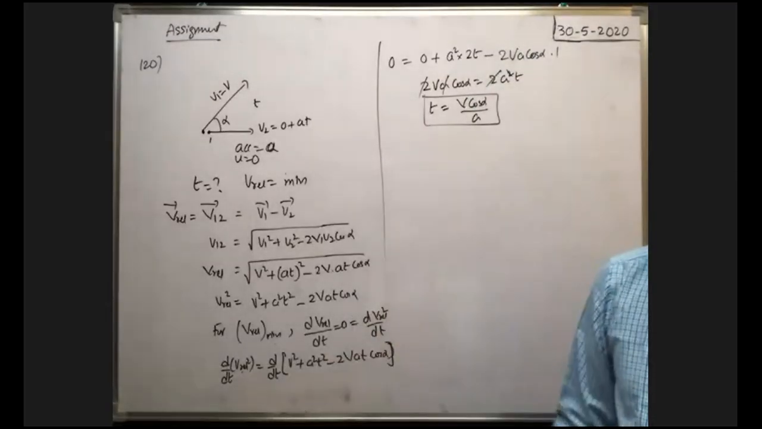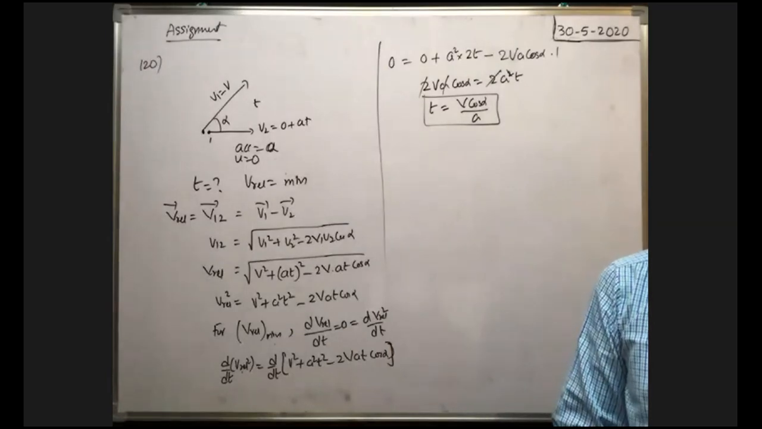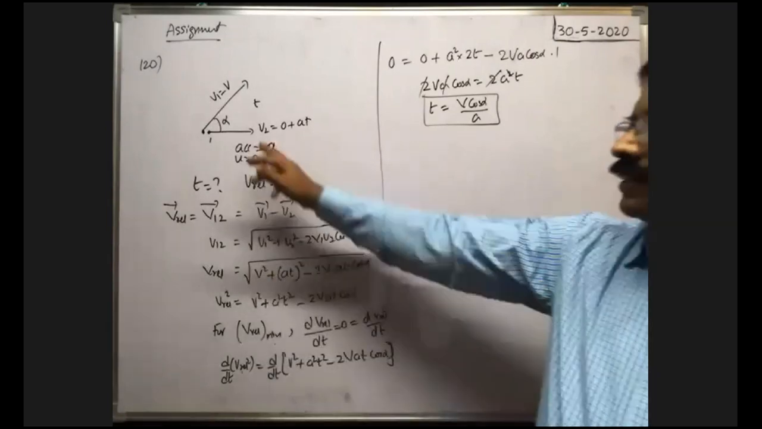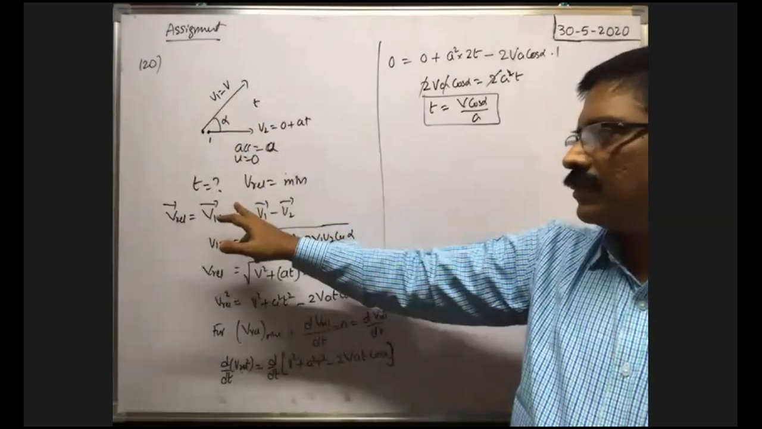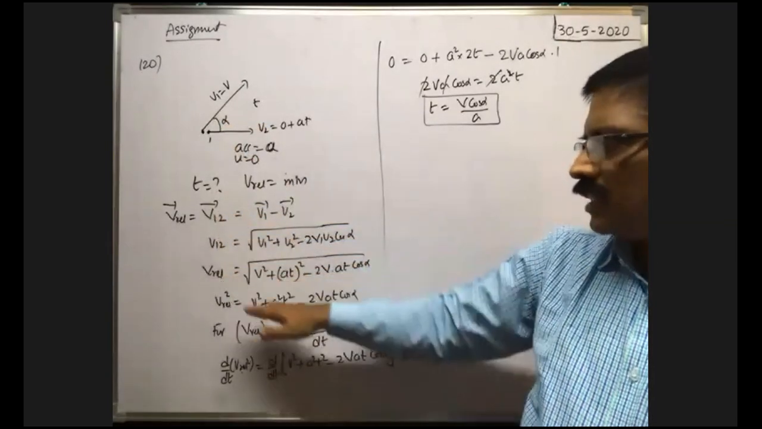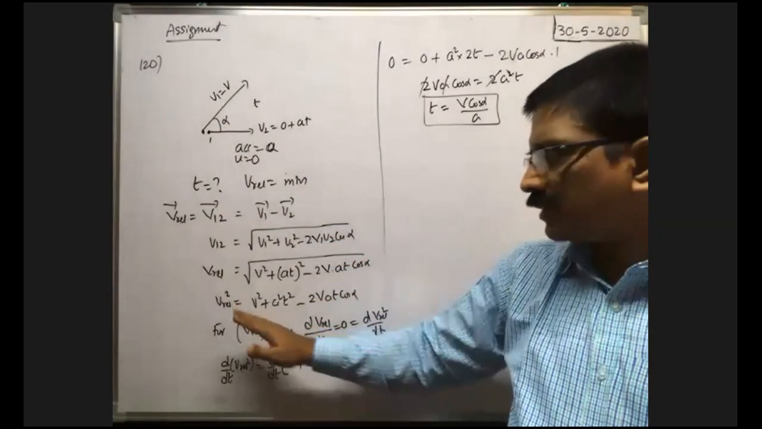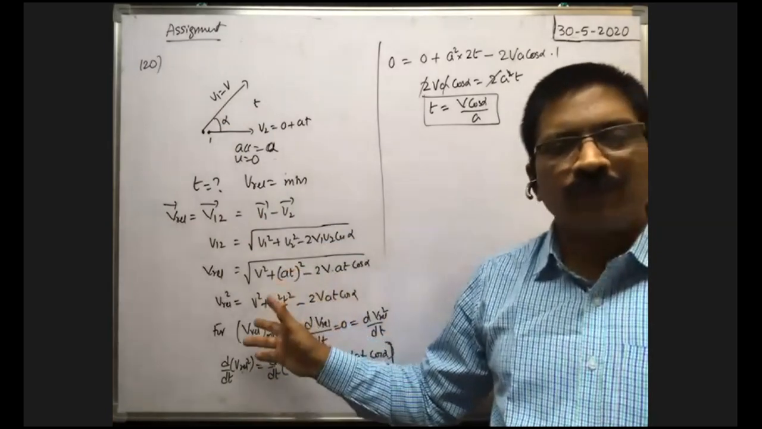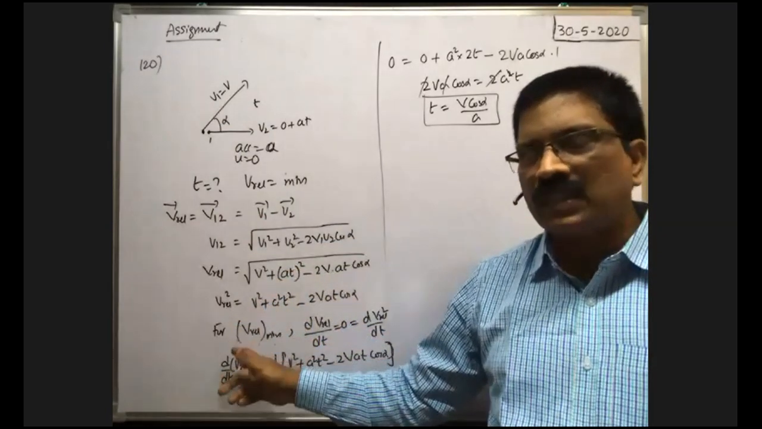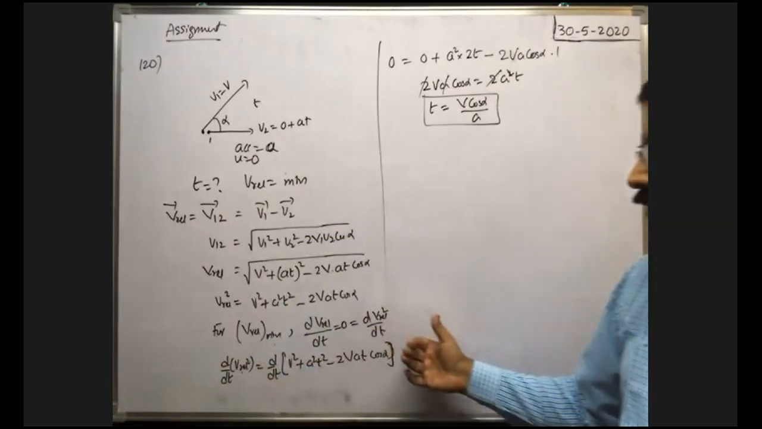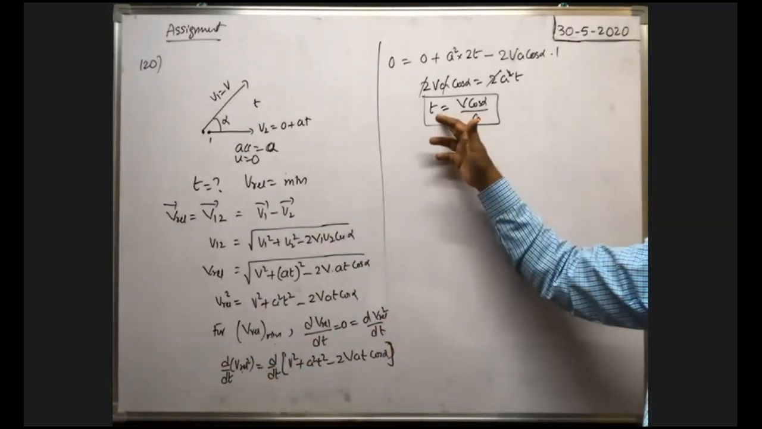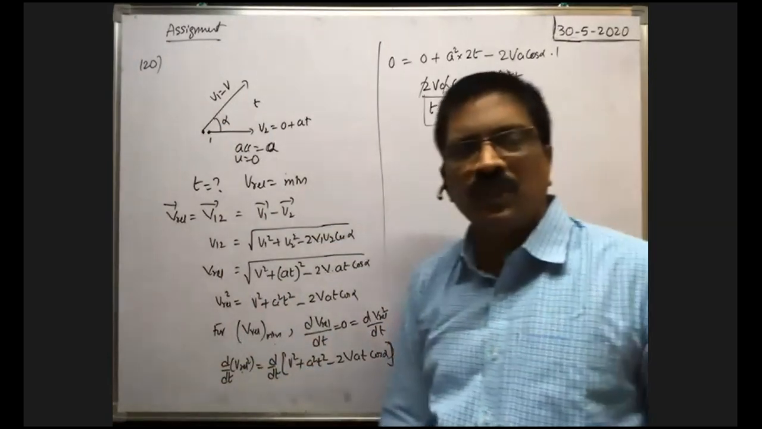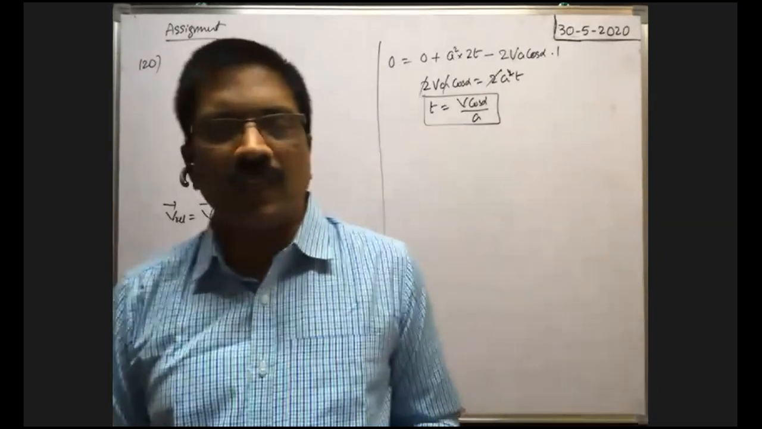So this is the answer. We have calculated the relative velocity between the two particles by using this formula, and we differentiated that with respect to time and made it zero, because relative velocity is to be minimum. That's why we differentiated relative velocity with respect to time. Then we made it equal to zero. Then we got t is equal to something. So this is the time after which the relative velocity between the two particles becomes minimum.